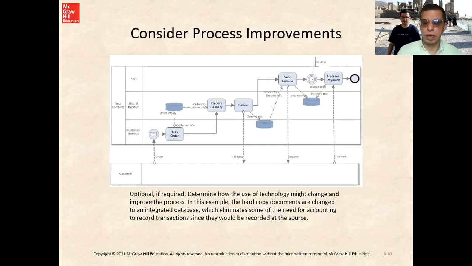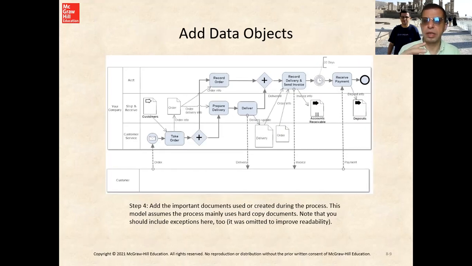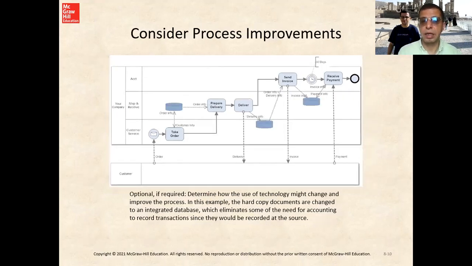Then when you start looking at this process, at this time you can mitigate the risk and you can also improve the process. How you're going to consider improving the process is optional, by the way. How the technology might change and improve the process. So if we are using technology, software, how can this be implemented in our process? For example, a hard copy document is changed to an integrated database.